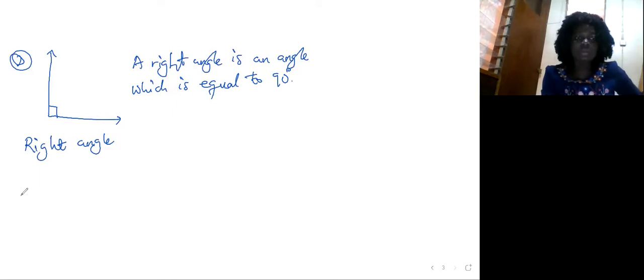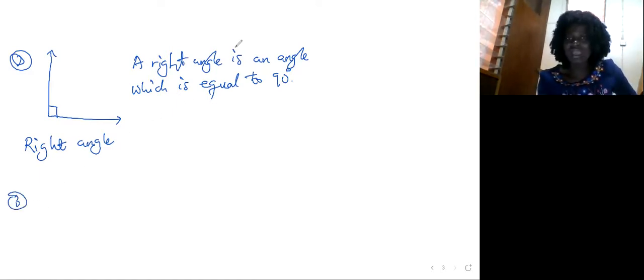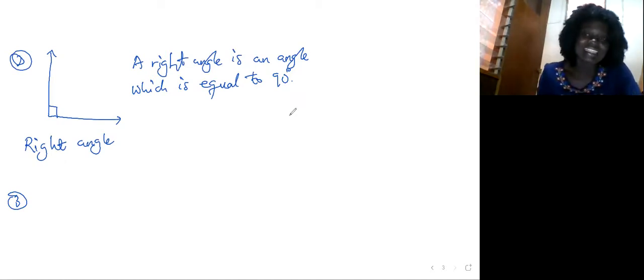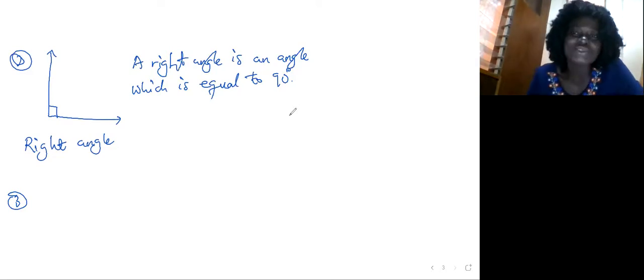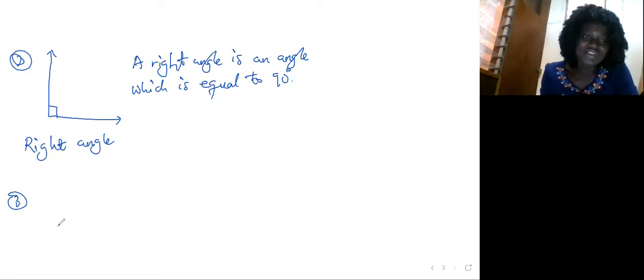All right, so the third one we'll talk about here is, yes, I'm waiting for you. I mentioned it, so I expect you to get it right. That is what? The obtuse angle. So we have our level ground.